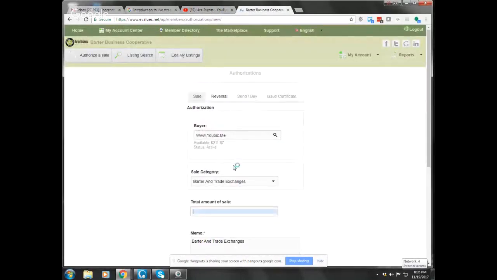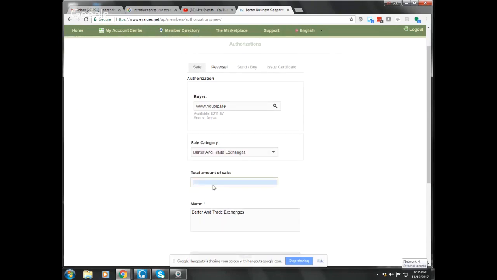Here I am logged in to the EValues Network, and we're actually at authorizing a sale. I am logged into the demo account for the purpose of demonstrating this, and I've actually pulled up as a buyer the UBizme account, which is the parent company. We have an available balance to make a trade, and the system prompts us for a value here, the total amount of sale. We're going to put in here $100 to demonstrate this.